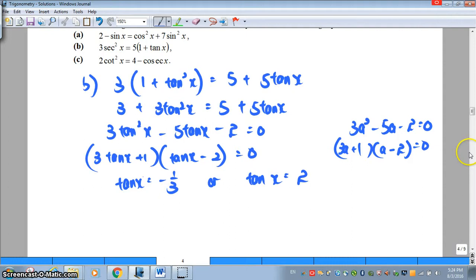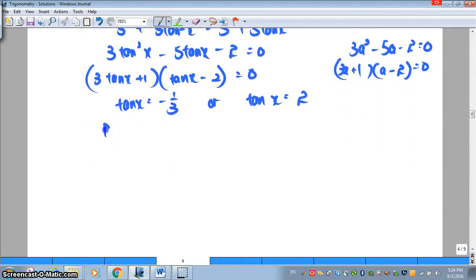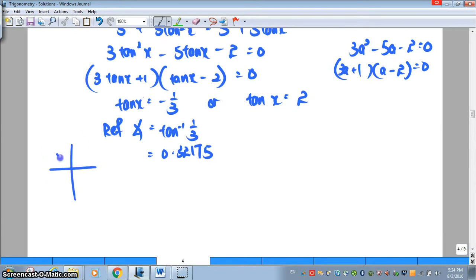Now, same thing, please solve separately, finding the reference angle before you find the value of x. So let us find out the reference angle in this case. Tangent inverse of 1/3, taking the absolute value. I'll get 0.32175. Okay, so since tangent is negative, it must lie inside the second as well as the last quadrant. Remember, we are dealing with 0 to 2 pi.